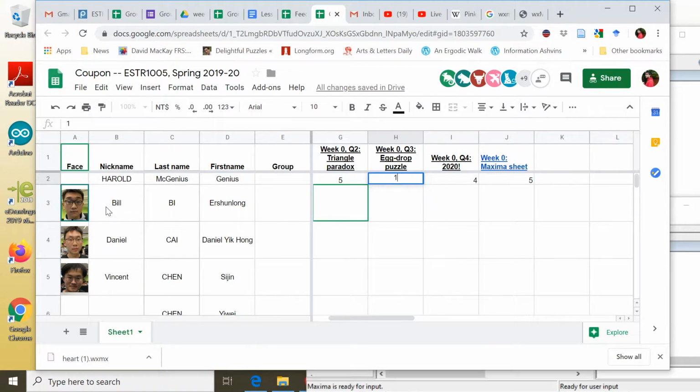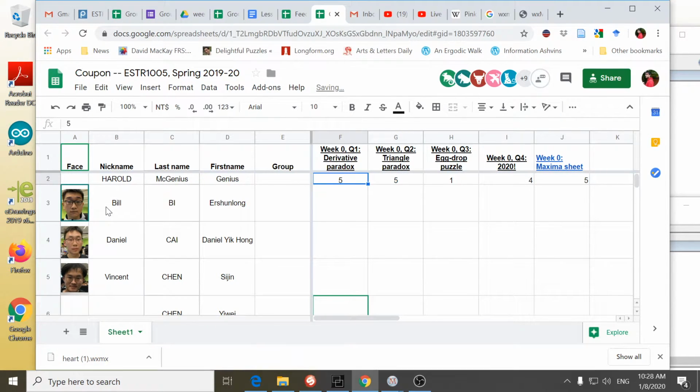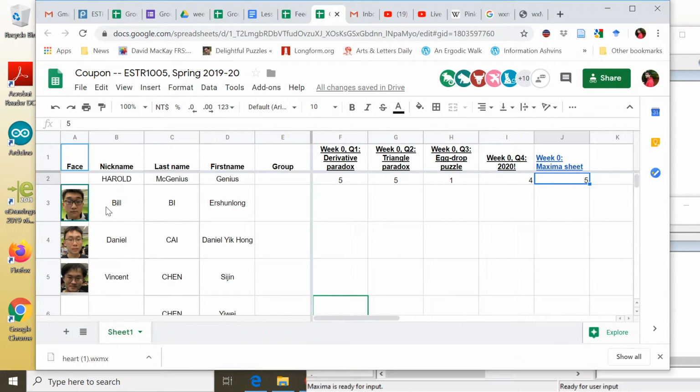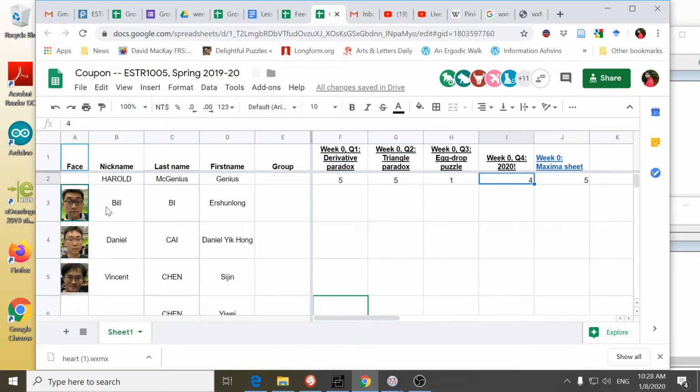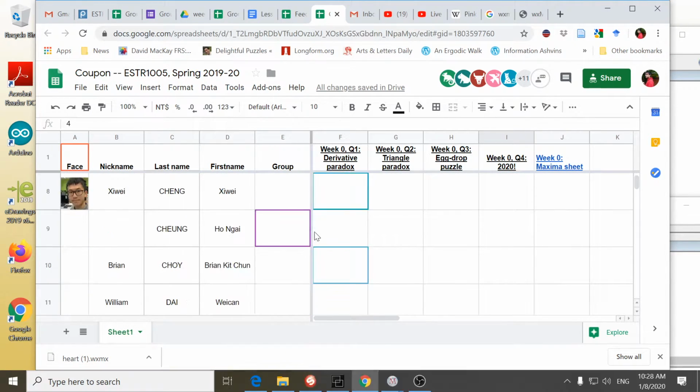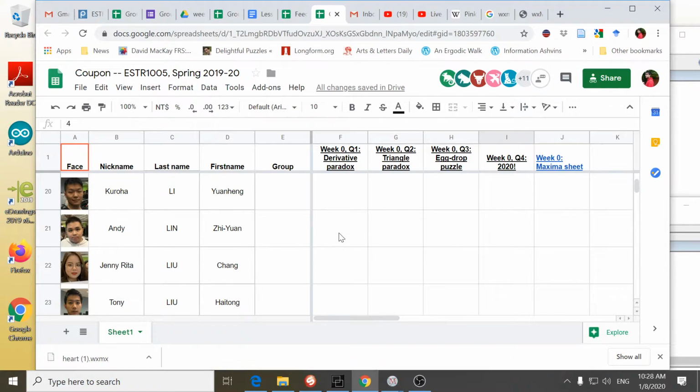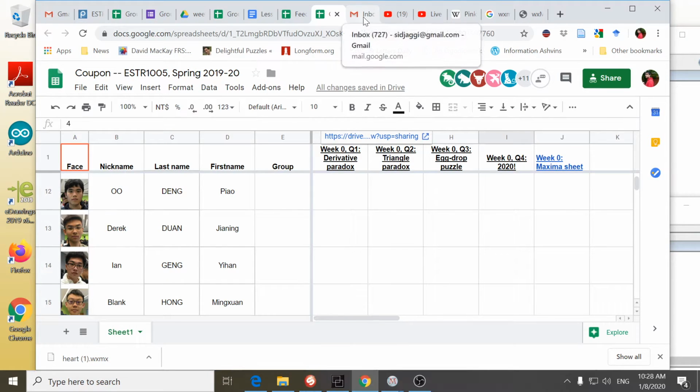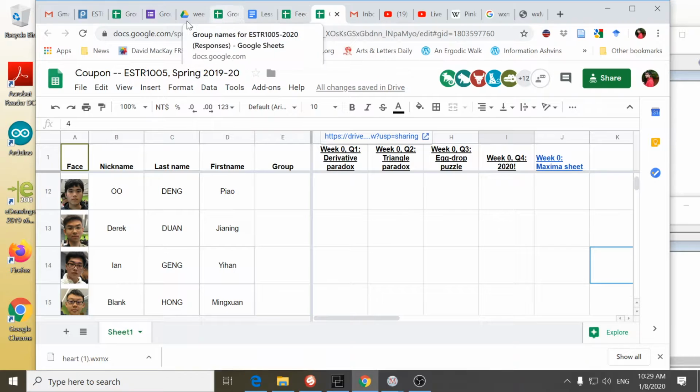So what does this tell you? It tells you that if you want help about questions 1, 2 and this maxima sheet, you should go to Harold, otherwise go find someone else, right? So once everyone has entered their levels over here, then we will start the activity. In around 5 or 10 minutes, we will start that activity.